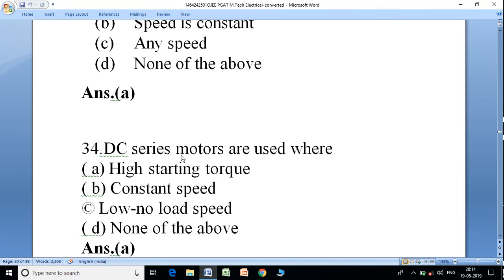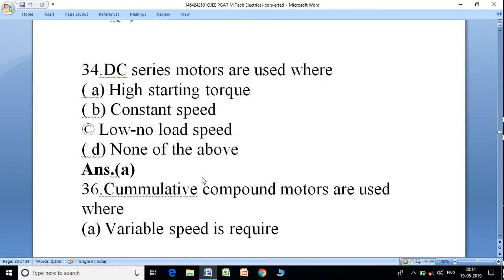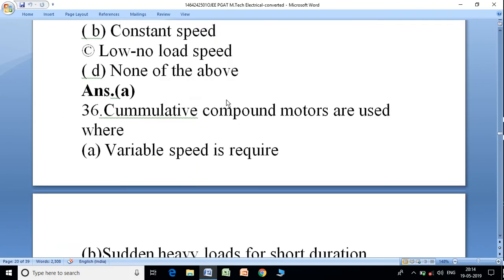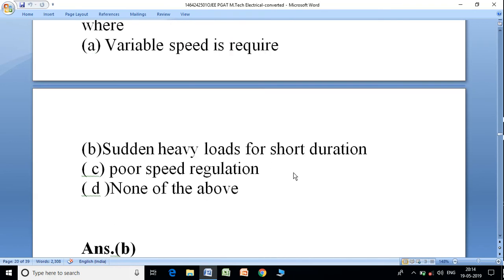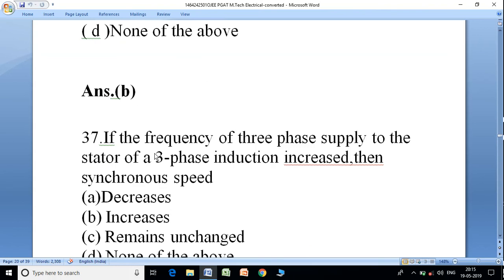So next question, DC series motors are used where high starting torque, constant, or low load is required. So the correct answer is where high starting torque is required, because a DC series motor has the highest starting torque among all the motors. The cumulative compound motors are used where variable speed is required, or suddenly heavy loads for short duration. So B is the correct answer, where suddenly heavy loads for a short duration are required. In that case, cumulative compound motors are used.